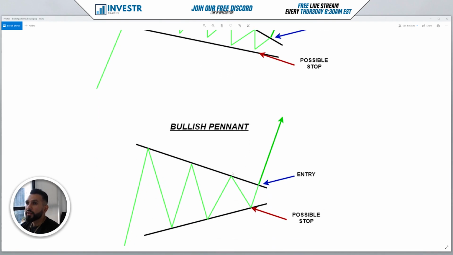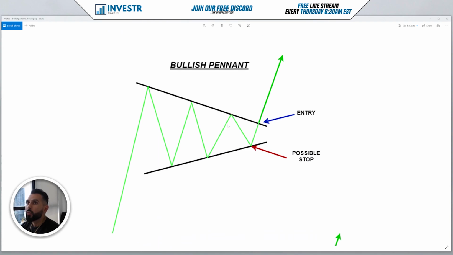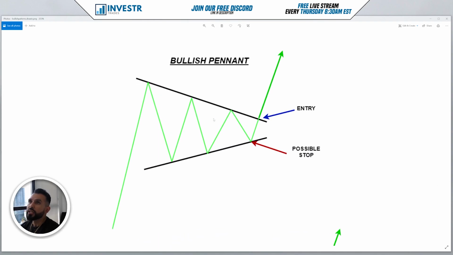Now, the next one that's very easy to identify, however, it could go in any direction, is the bullish pennant. It's a bullish pennant because it comes up with an aggressive move to the upside, and we start making this little tight coiling action. And once we get a breakout of this area right here, we can take entries and stops right below the pivot here.